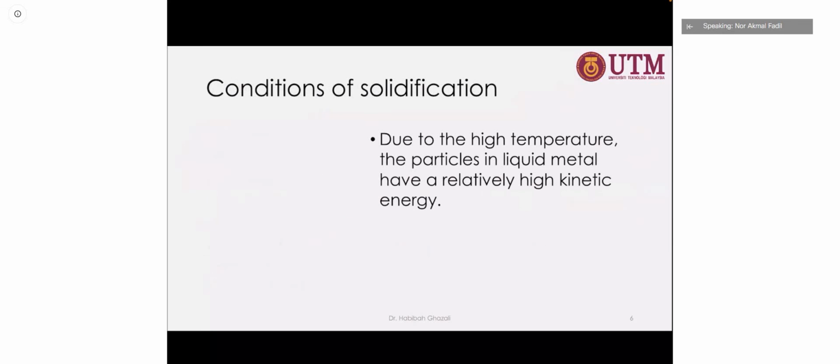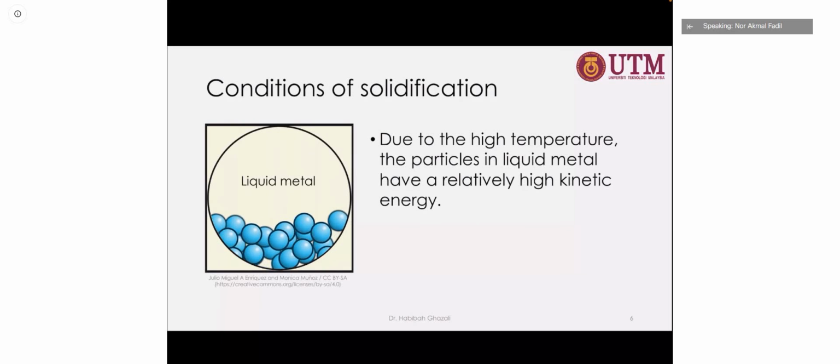Condition of solidification: due to the high temperature, the particles in liquid metal have relatively high kinetic energy. In the liquid metal, the molten material, sometimes called molten materials, the material that has been melted, in Malay it is called leburan, leburan logam.